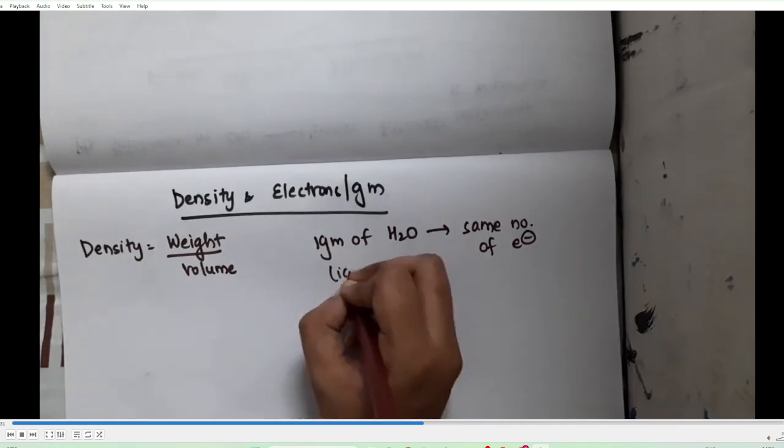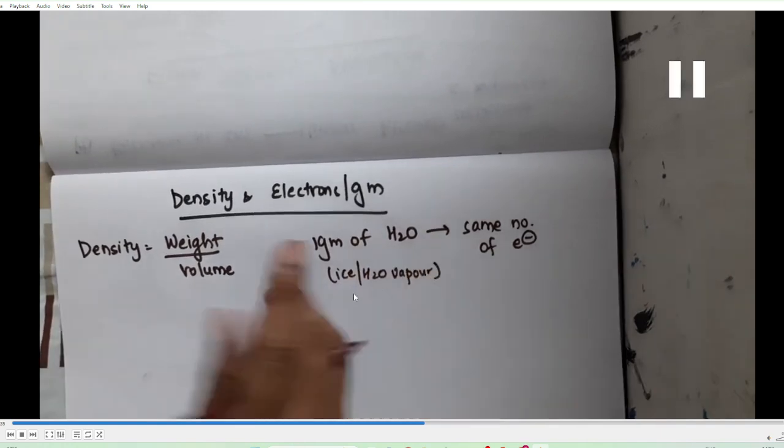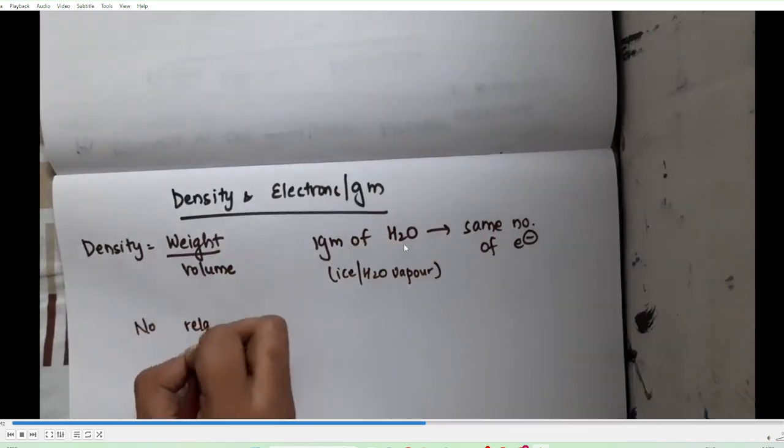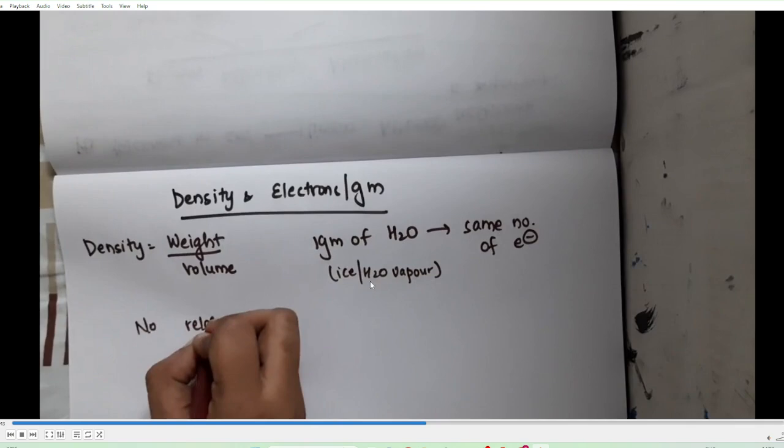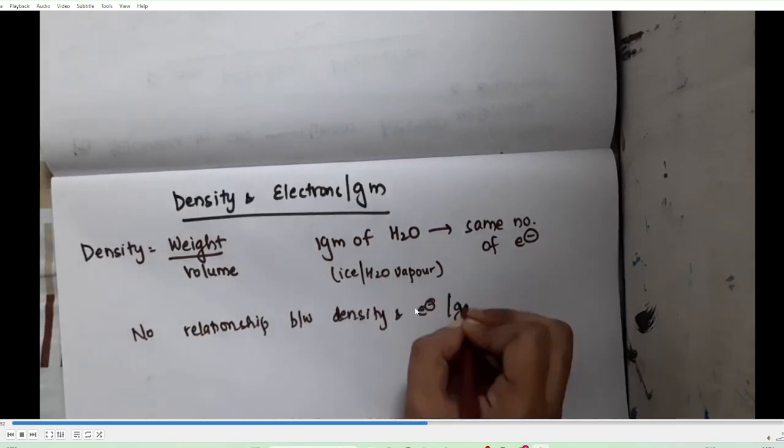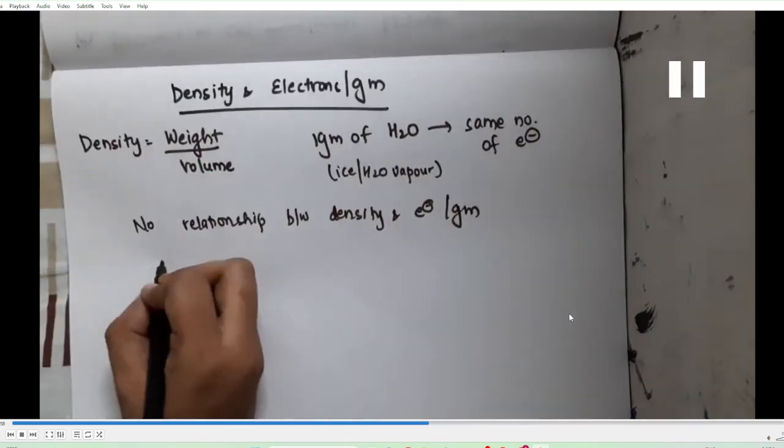regardless of whether they are compressed together in 1 cubic centimeter of liquid or spread over 1670 cubic centimeters as a vapor. So 1 gram of water will contain the same number of electrons in ice, liquid or water vapor. So there is no relationship between density and electrons per gram at all.